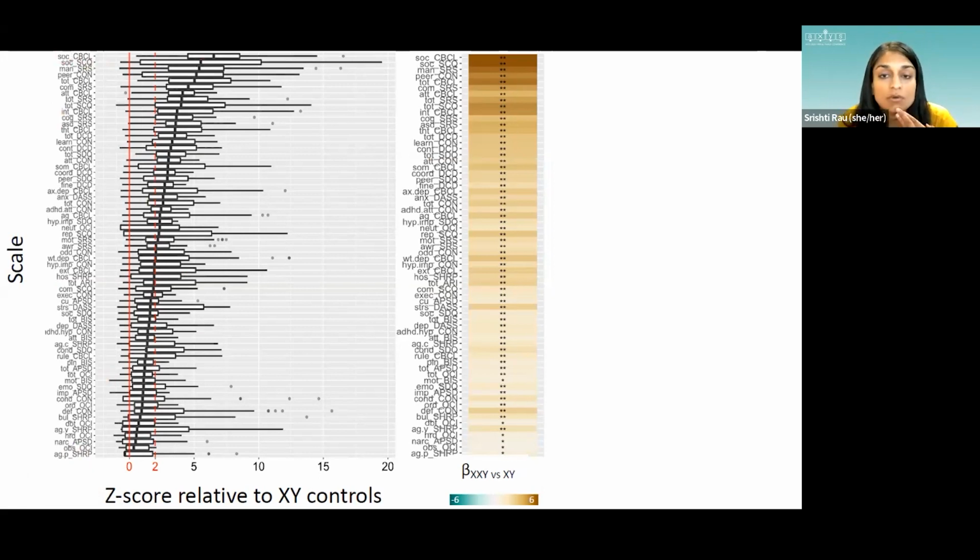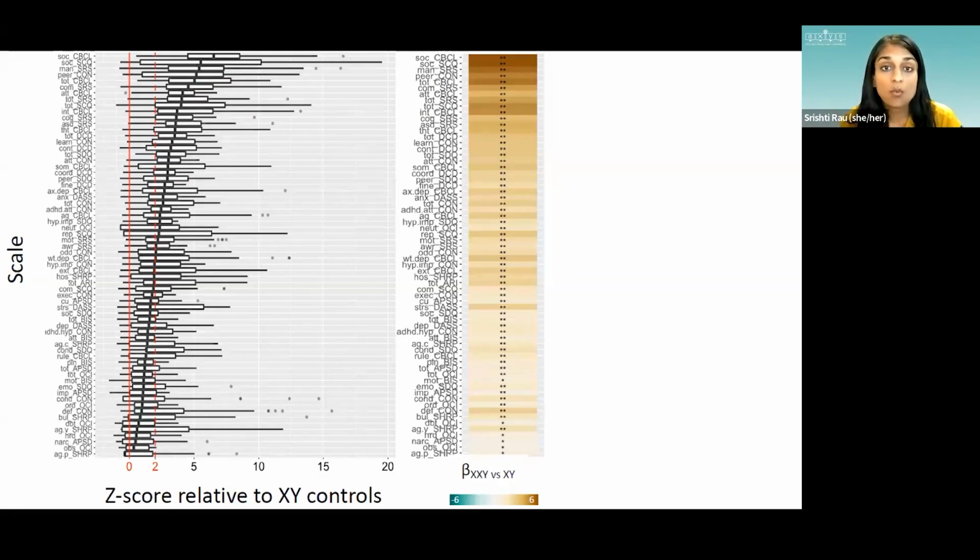What I would like you to note is that all of these bars here are shifted further to the right than they were on the previous slide showing XXY data. And similarly, these bars up here are showing deeper saturation. So essentially what we're seeing is that the scores in XYY are much higher compared to their own control group, and that those differences are much more clinically meaningful because the effect sizes are larger. And so that's something to keep in mind when we're thinking about a comparison between XYY and XXY.